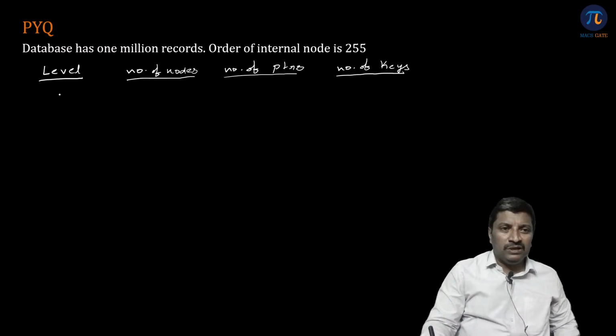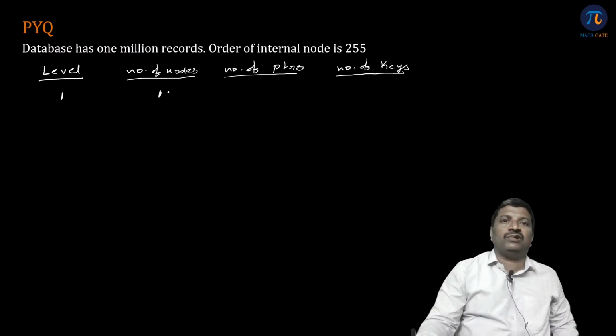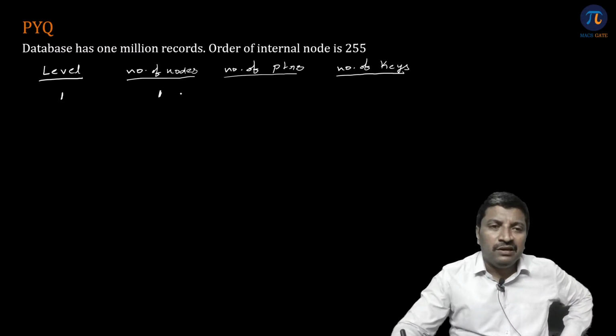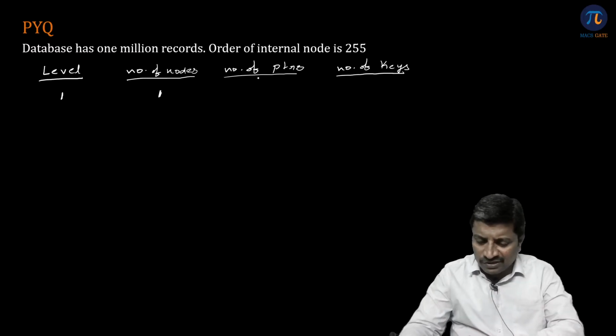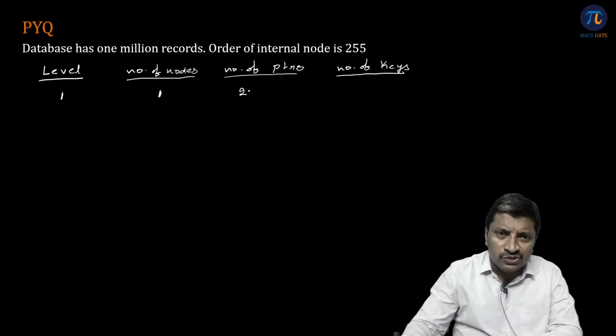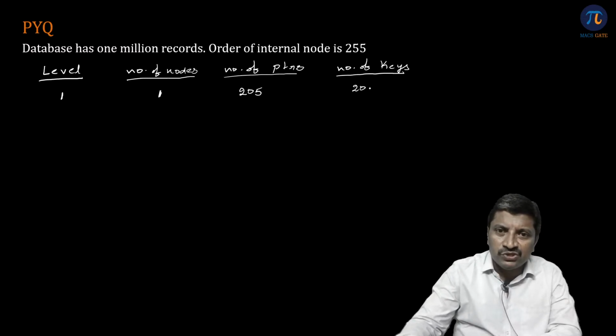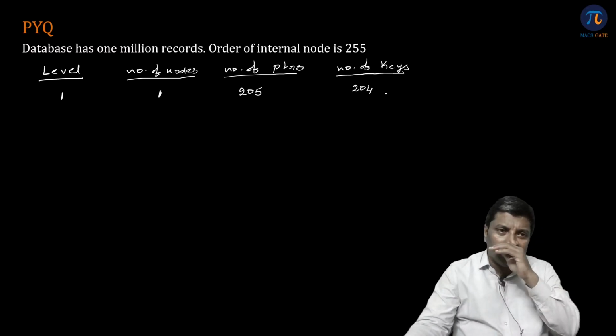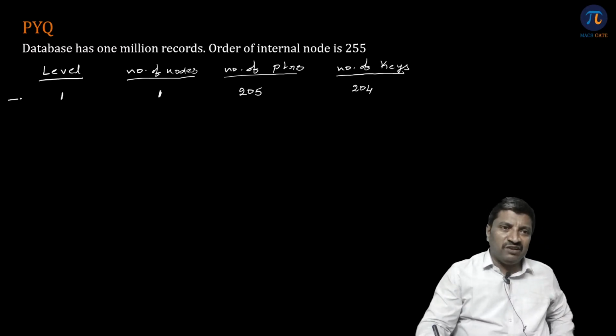Let us continue with level 1. In level 1, let us assume I have only one node. Then what is the number of pointers? What is the order they have given? 205. So the number of pointers is 205. The number of keys is 204. Hope you are clear up to here. So in the first level, I have only one root node. This is my root node.